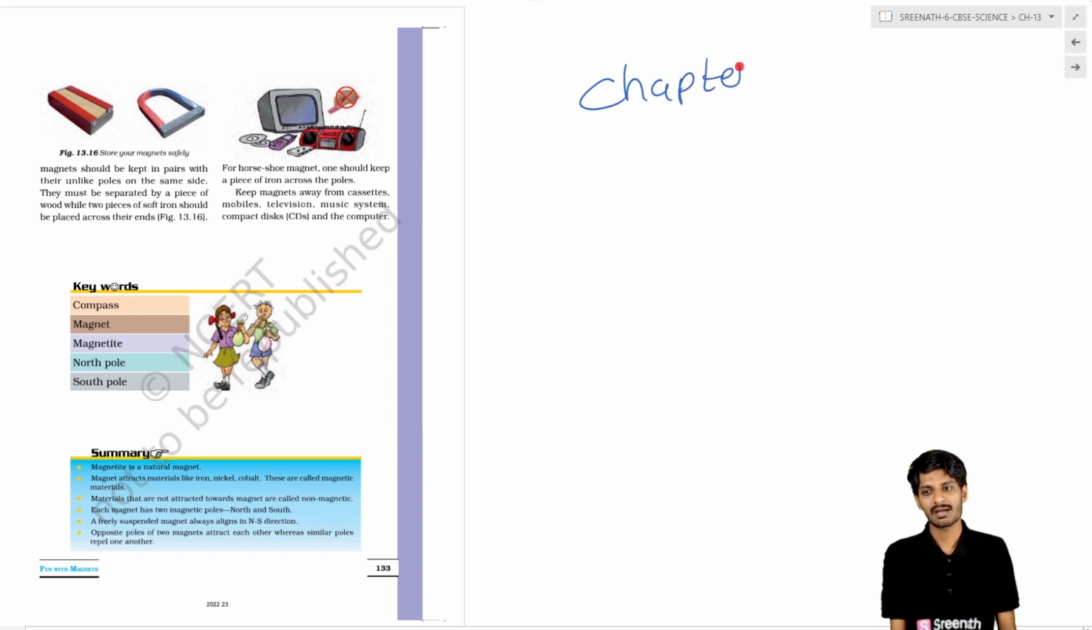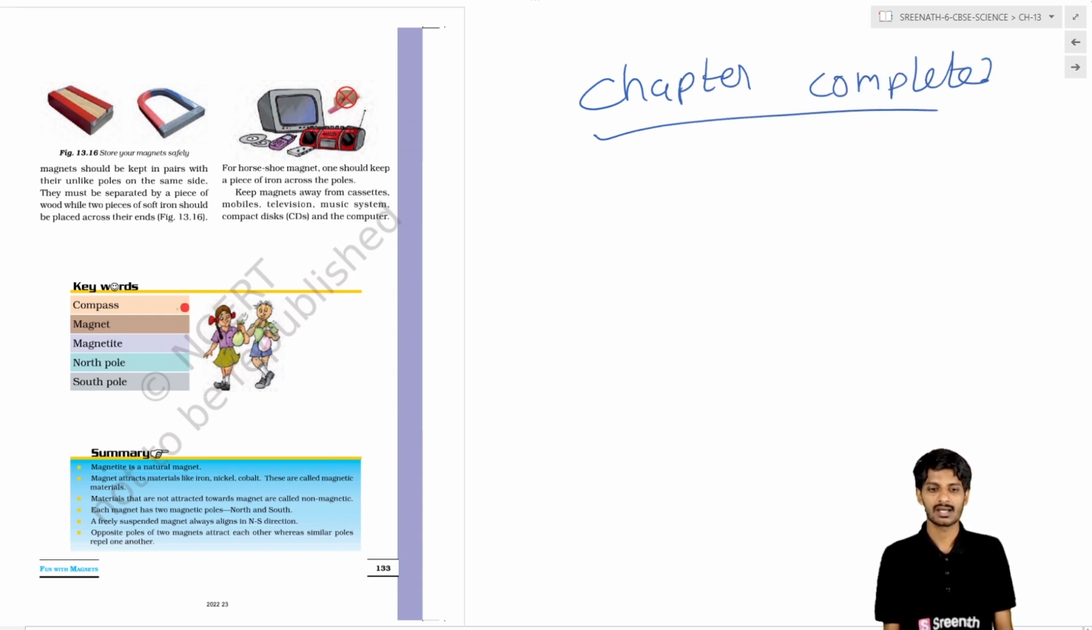We have completed our chapter. So we have seen keywords. Compass is a device used to find directions. Magnet is named after the person Magnus. A magnet has an attracting property. Magnetite is a substance which attracts magnets. North pole and south pole: the north pole of the magnet shows the north direction, and the south pole of the magnet shows the south direction.